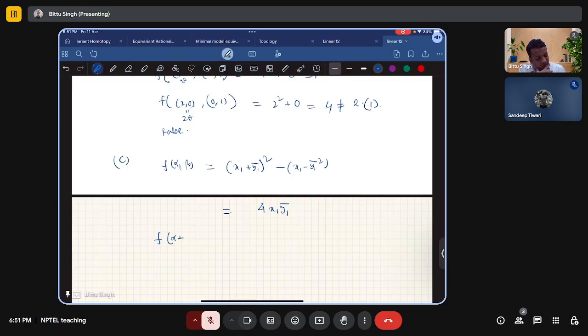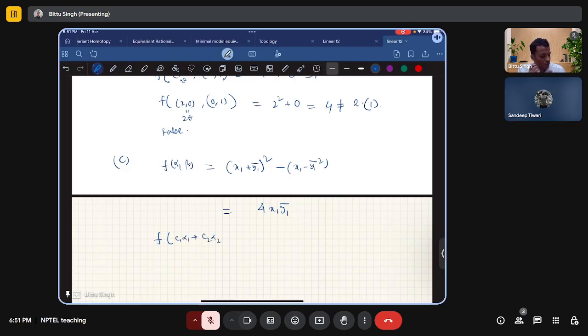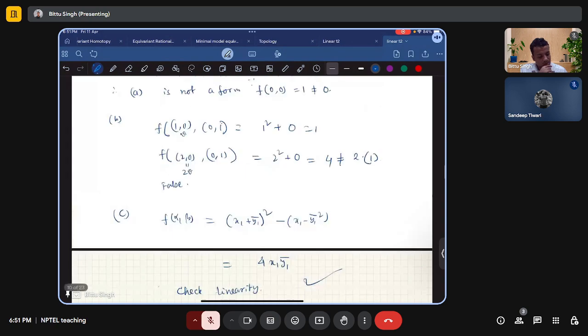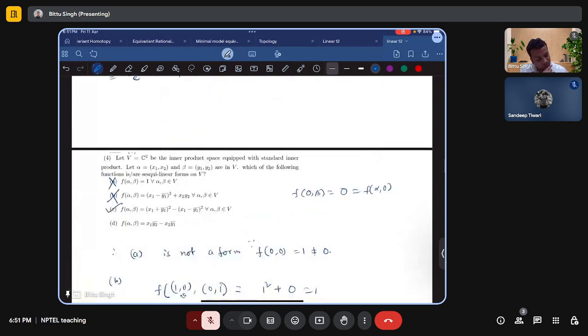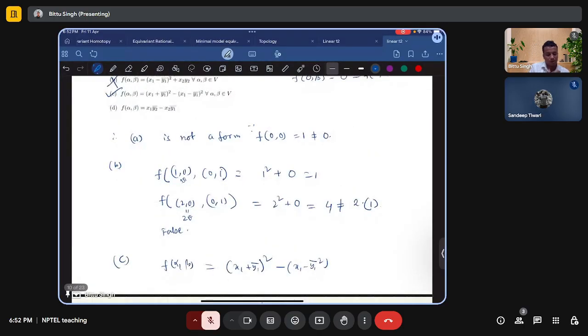For example, f of alpha plus alpha dash, maybe. So this is clear. Yes, you can check those properties. So check linearity. This is a form. So C is a form. Now what about D? This is also true. x1 y2 bar minus x2 y1 bar.